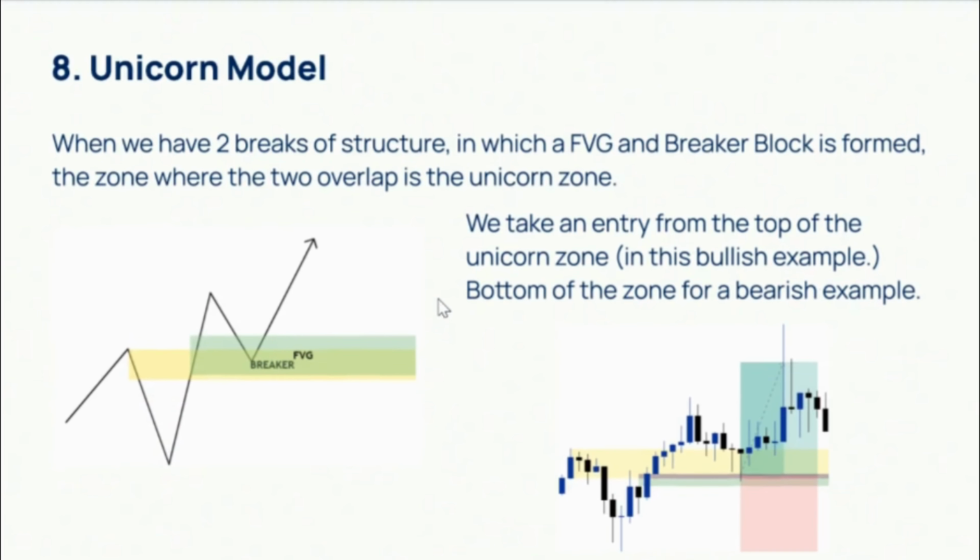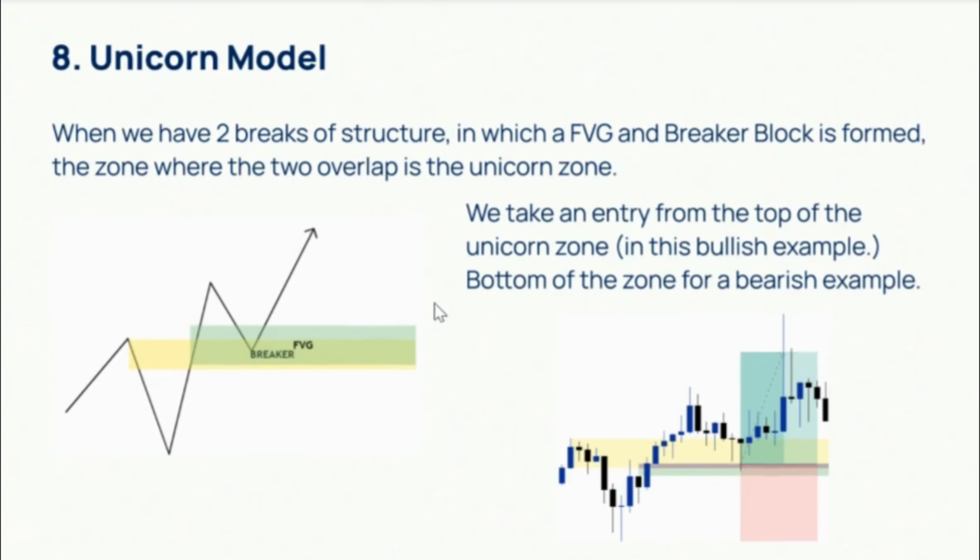Onto the unicorn model, which highlights both the fair value gap and the breakup block, which we spoke about previously. So I've simplified it here with just lines because this can be very messy and confusing to look at. So you've got the first break of structure. So we've broken that previous low. Important to note, the candle does not need to close below this previous low on the first break of structure. It can just wick down, it doesn't need to close.